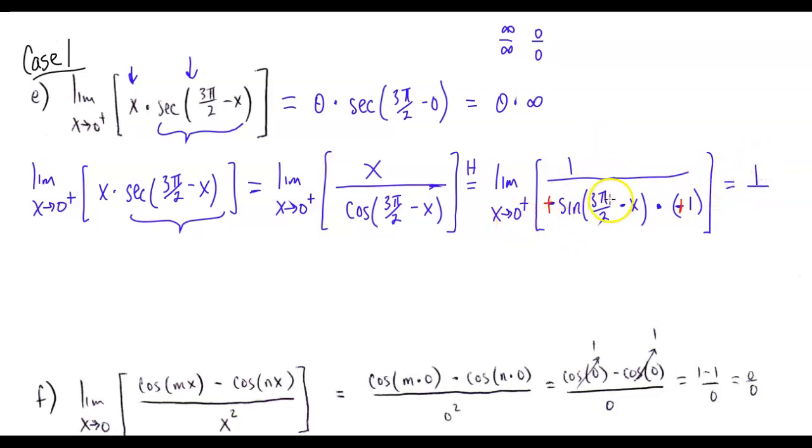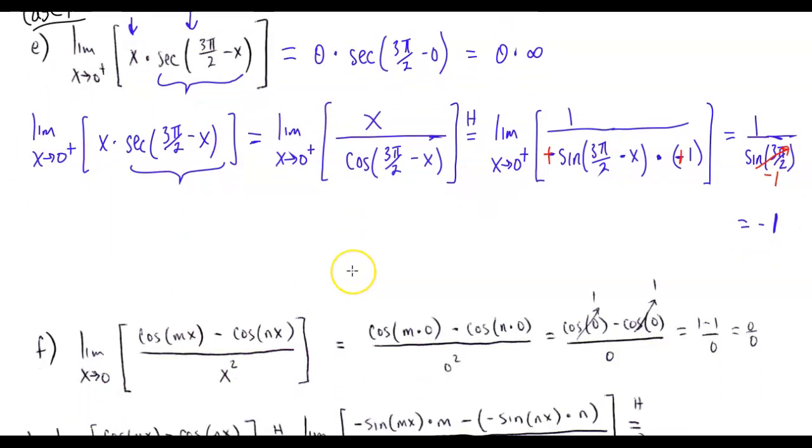So if I plug in 0 here, then I'm just going to get sine of 3π/2. And if you remember, sine of 3π/2 is just going to be -1. So our final result here just ends up being a minus 1. And so that would be what our limit for this particular function would be. All right, so let's move on to example F.